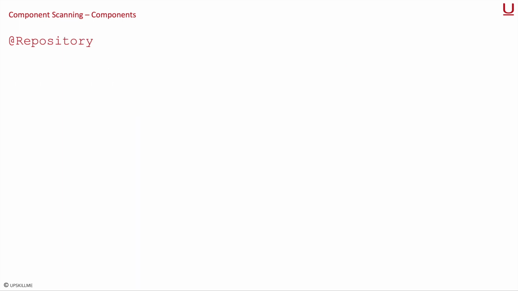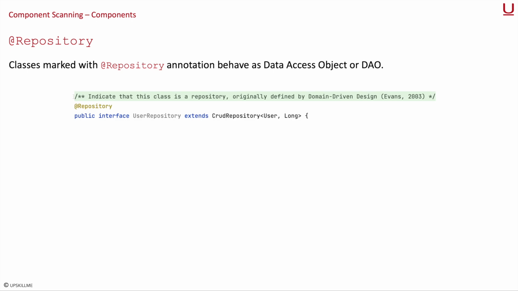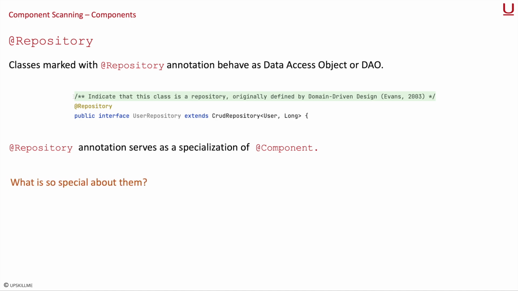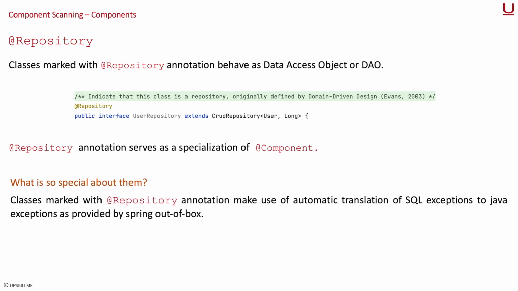Classes marked with repository annotation behave as data access objects. Repository annotation serves as a specialization of component. One would ask, what is so special about them? Classes marked with this annotation make use of automatic translation of SQL exceptions to Java exceptions as provided by Spring out of the box.